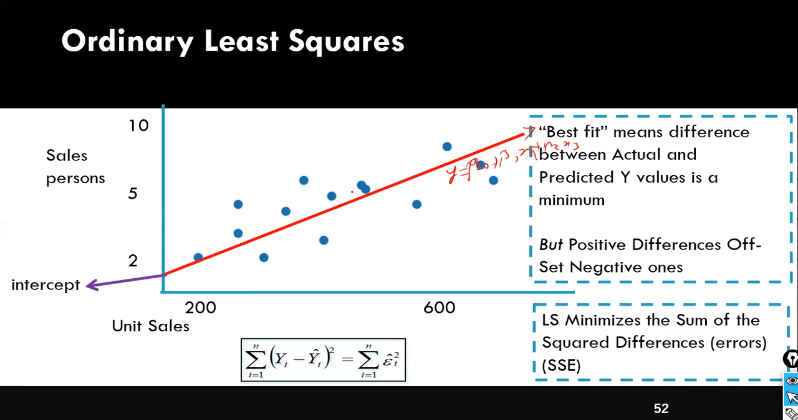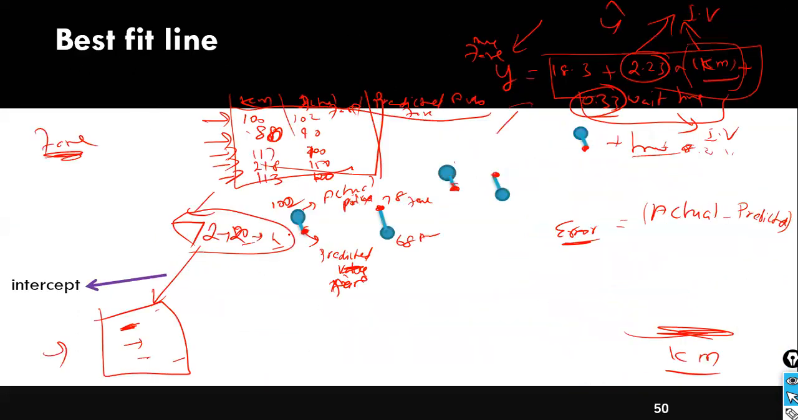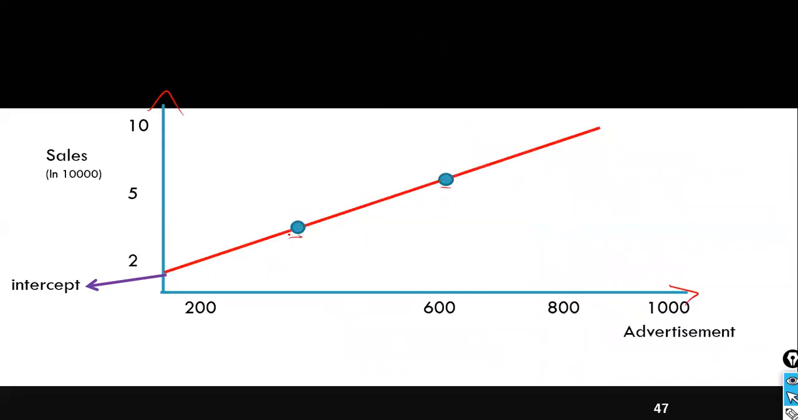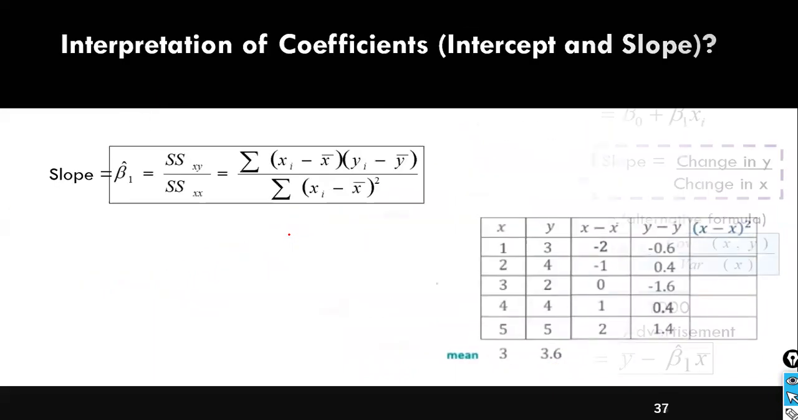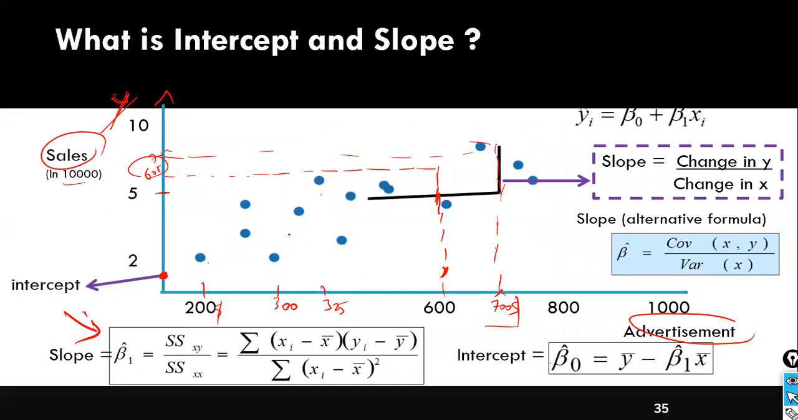The best fit means the difference between actual and predicted values is a minimum. We have the least squares method, which minimizes the sum of the squared differences, the sum of squared errors. I will discuss it with the formula tomorrow in detail, and also we will discuss some scenarios tomorrow.